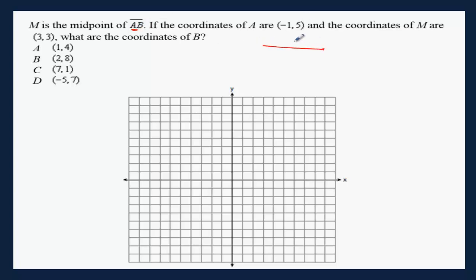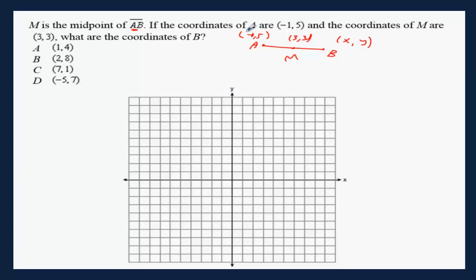Assume that you have a segment AB, and M is the midpoint. If the coordinates of A are -1 and 5, and the coordinates of M are 3 and 3, what are the coordinates of B? We need to find X and Y here.